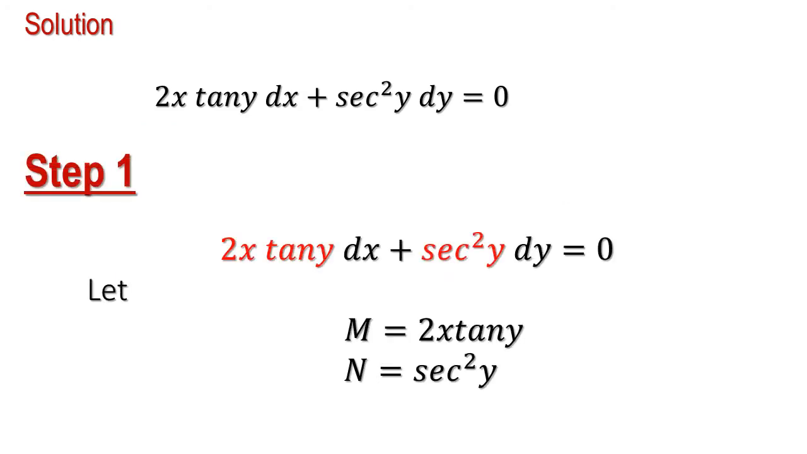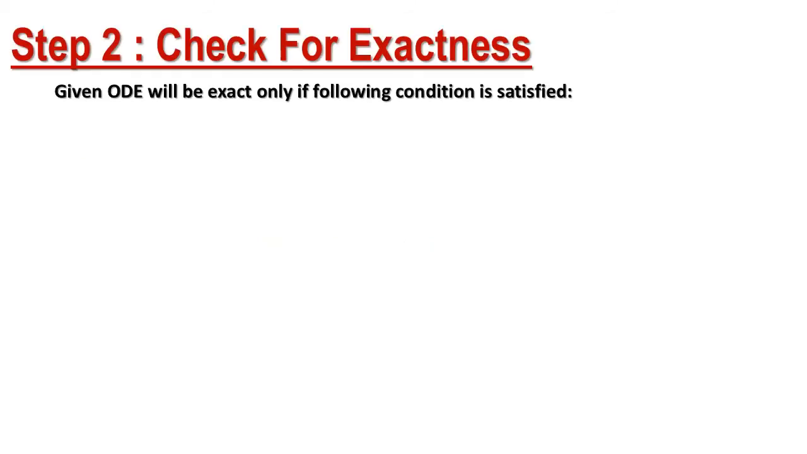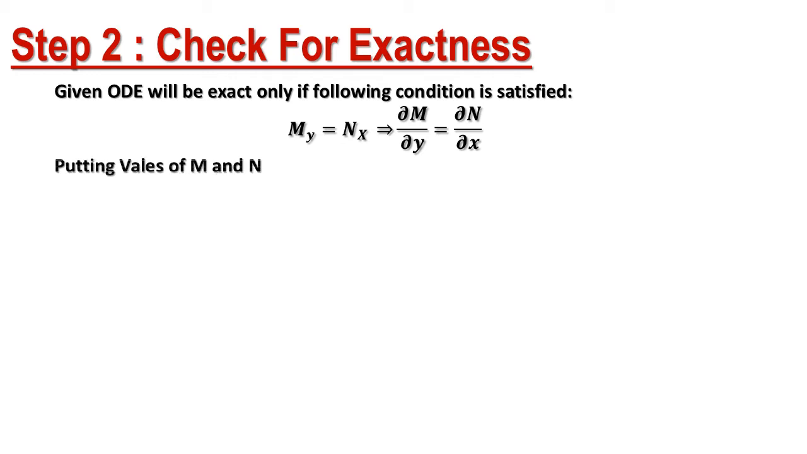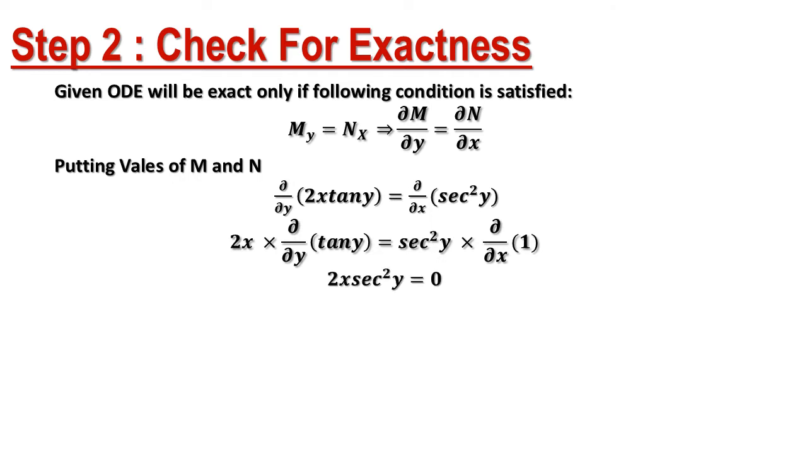First step, let the coefficients of the terms dx and dy equal M and N. Second step, check for exactness. For the given ODE to be exact, the following condition must be satisfied, that is, the partial derivative of M with respect to y must be equal to the partial derivative of N with respect to x.